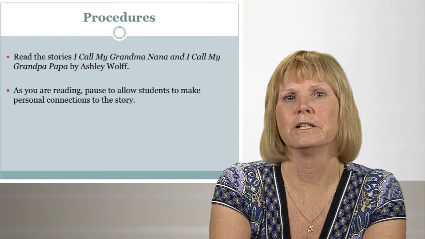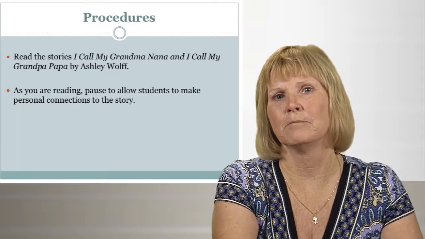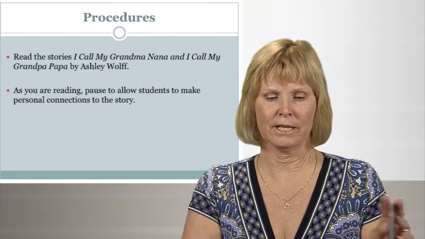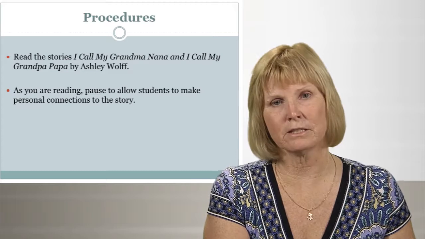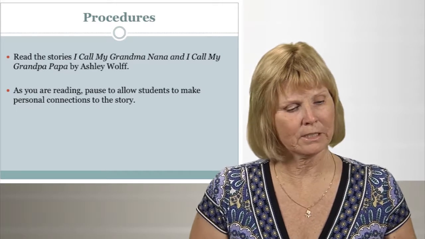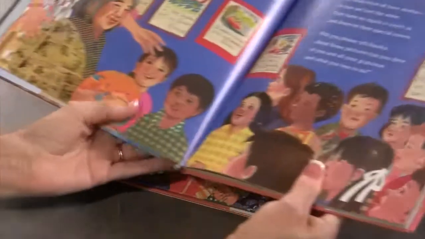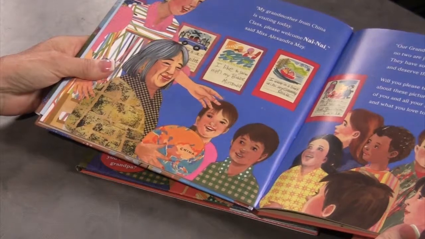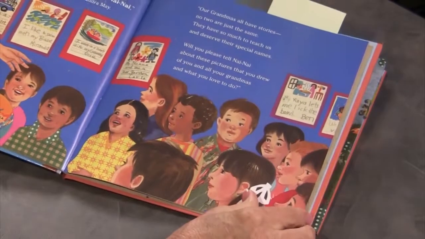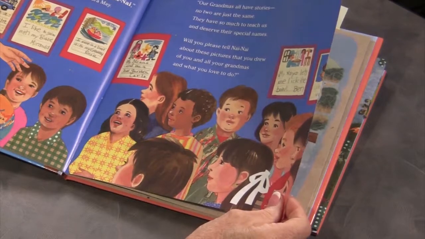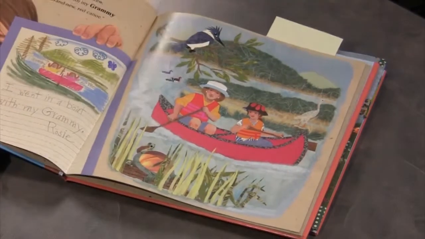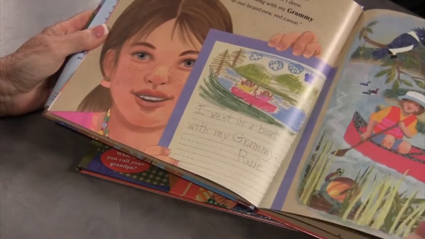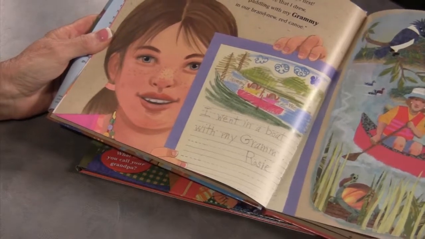So you're going to read the story to them, I Call My Grandma Nana and I Call My Grandpa Papa. And as you're reading, you're going to pause to allow students to make some personal connections. I'm just going to share a few of the pages in the story with you. Basically, this story has the teacher. She's got her grandmother visiting from China today, and she introduces her grandmother. And she tells them that their grandmothers all have stories to tell and that no two are the same. So they go on in this book, and they explain some of the different names that their grandmas are, or Grammys, and what they do with them.